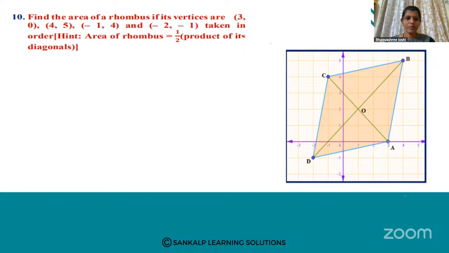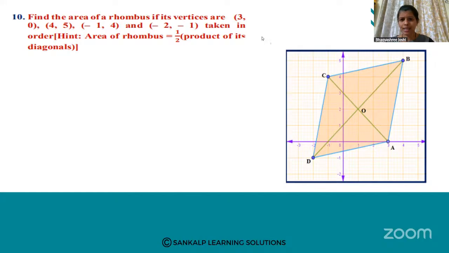So next problem. Find the area of a rhombus if its vertices are (3, 0), (4, 5), (minus 1, 4), (minus 2, minus 1) taken in order. Okay. Hint, they have given: area of the rhombus is equal to, this is the formula, half into product of its diagonals.